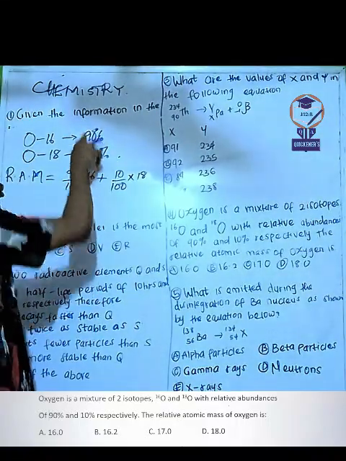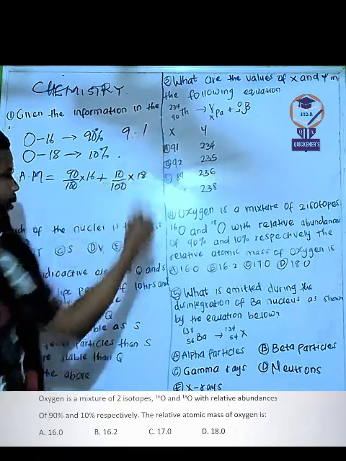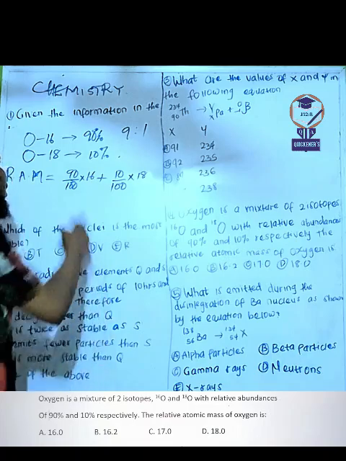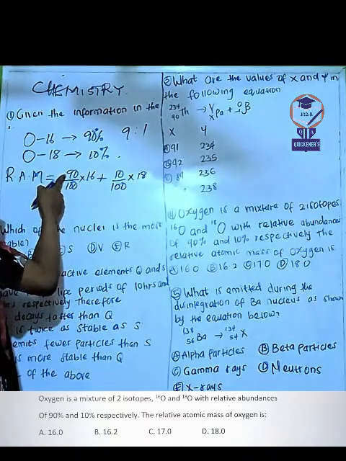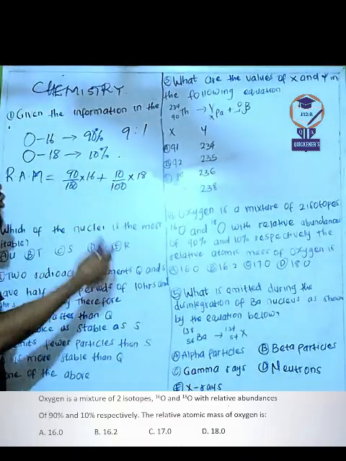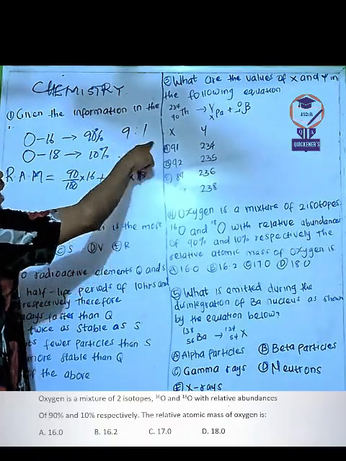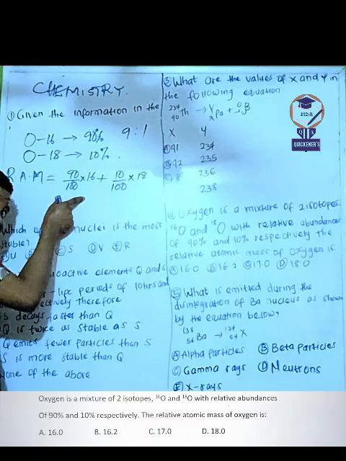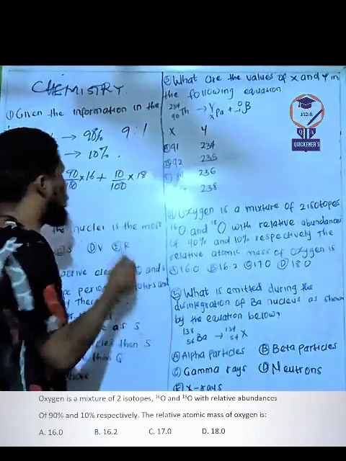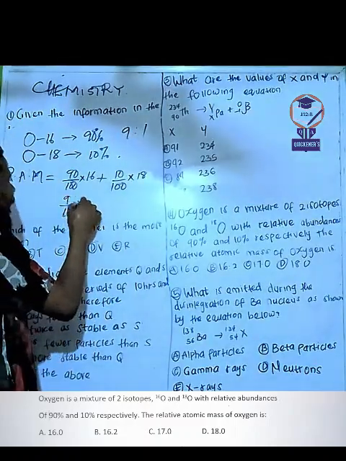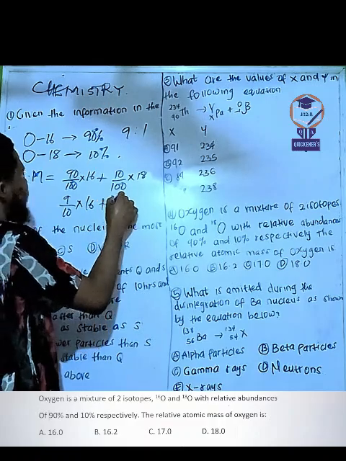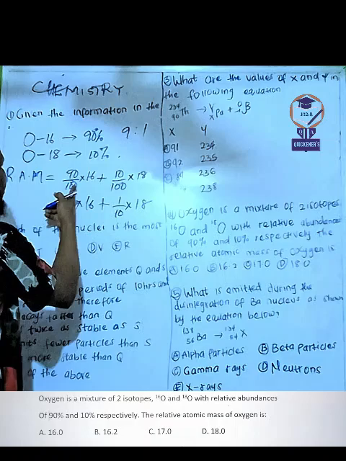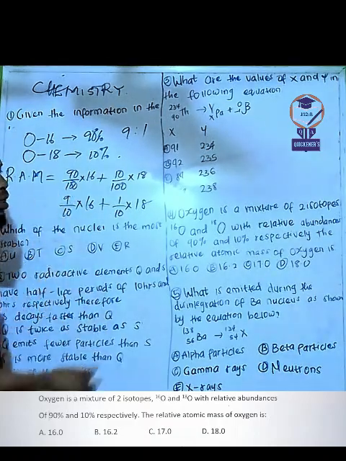If I give you a ratio of 9:1, how will I solve it? Just like you have 90 over 100 in percentage, when it comes to ratio, it will be 9 over 10, since 9 plus 1 is 10. Just like 90 out of 100, the same thing, 9 out of 10. So you have 9 over 10 times 16 plus 1 over 10 times 18. It's the same method.